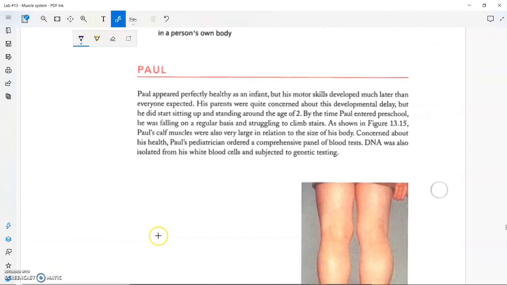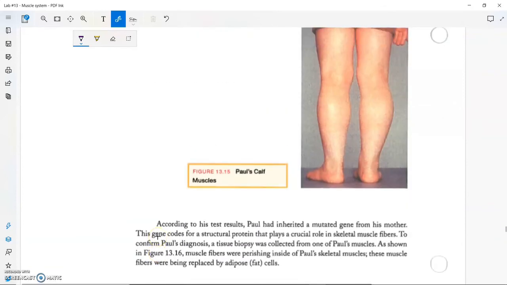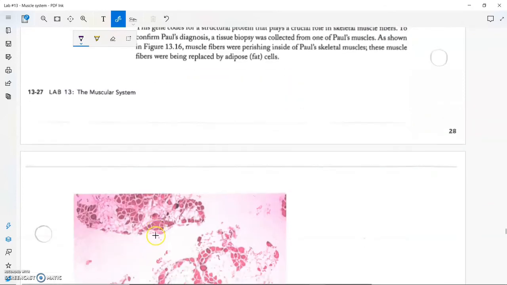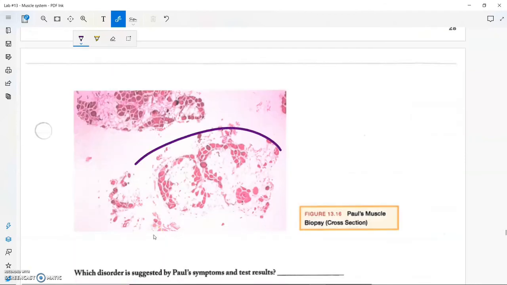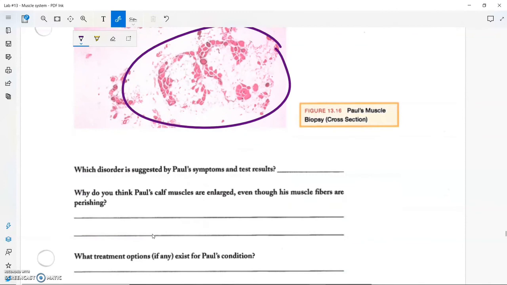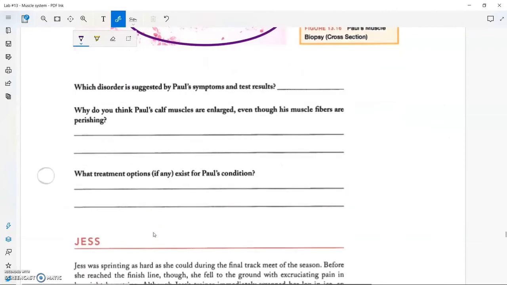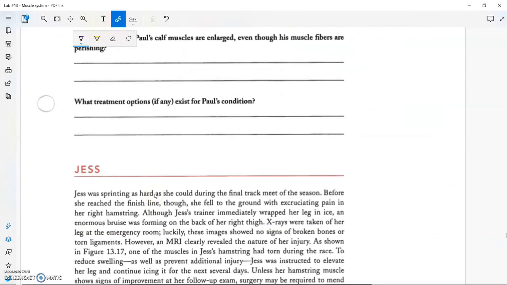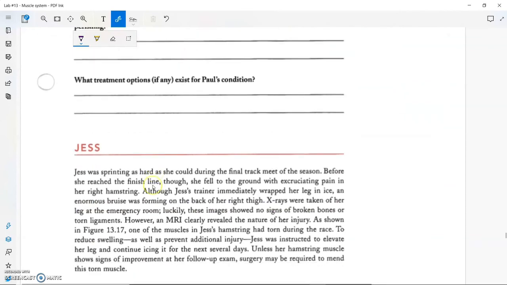Some disorders of the muscle system. Paul has, you see this damage, this muscle replaced by connective tissue. The disorder is muscular dystrophy. Treatment options are very poor. Treatment options are mostly steroids.